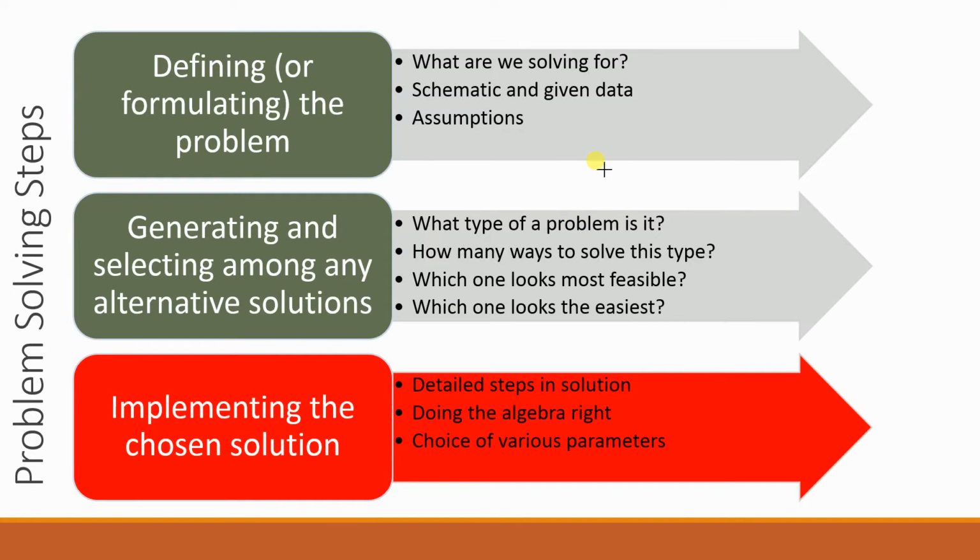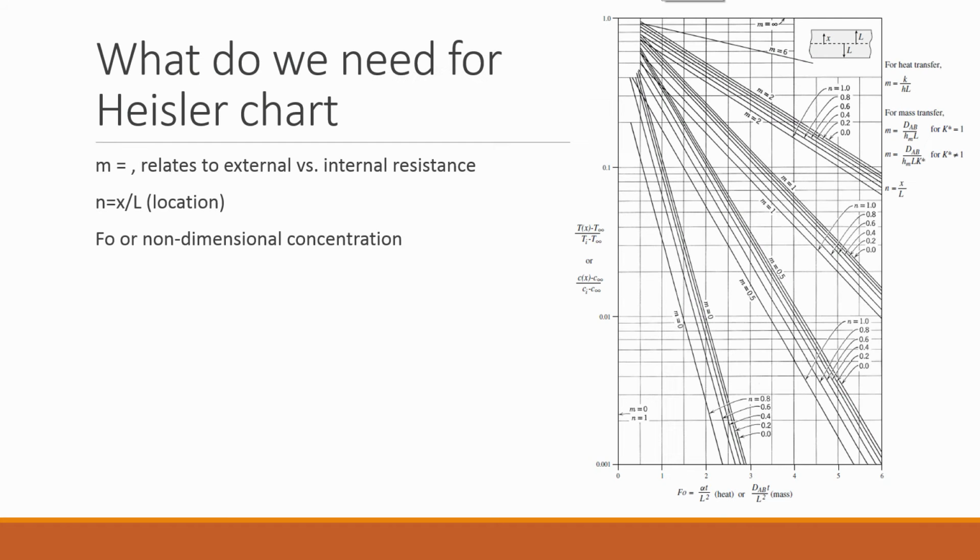In this section, we are ready to implement the solution. So in this one, we are going to do the detailed steps of the solution, detailed calculations, doing the algebra, and making sure the parameters are chosen properly. So we have decided to use Heisler chart as the way to get solution.